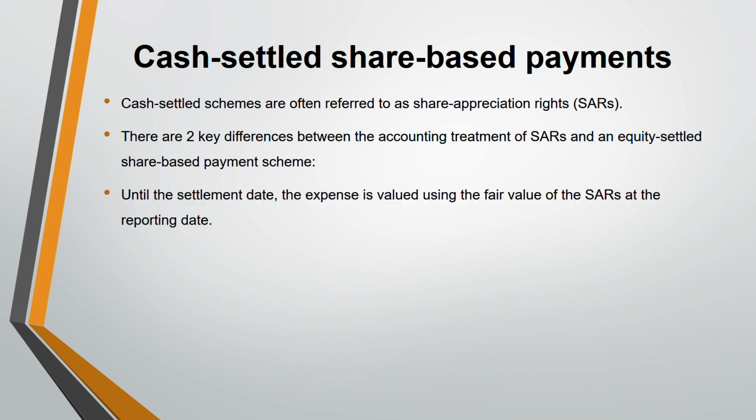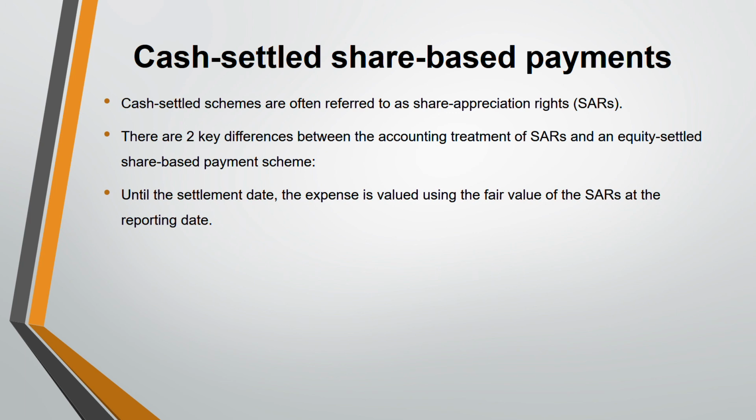Number one, until the settlement date, expenses are valued using the fair value of SAR at the reporting date. That means until you settle in cash, until that day, okay, it will be an expense only, whether you are paying in equity or cash, does not matter. It will be an expense for the entity. So that expense only you are valuing now. What is the actual amount of expense? So that expense will be valued using the fair value of SAR at the reporting date. But what happens for the equity settled share based payment? You are taking the fair value at the grant date. Here, you are taking the fair value of the SAR. You cannot say equity instrument. Fair value of SAR, share appreciation right, at the reporting date, not at the grant date. That's the difference.